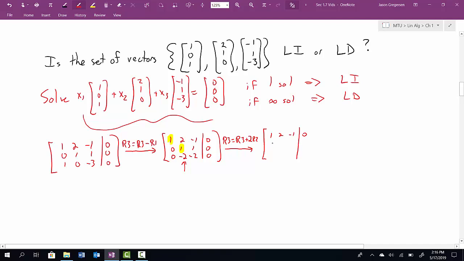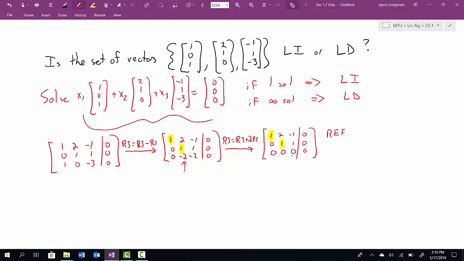And now I'm going to go through that row operation. First row stays the same. Second row stays the same. My new third row becomes 0, 0, 0, 0. Now at this point, I'm in REF form. That means I can identify exactly where my pivots are, and I can determine how many solutions there are. So to answer this question, I just need to know how many solutions, not specifically what they are.